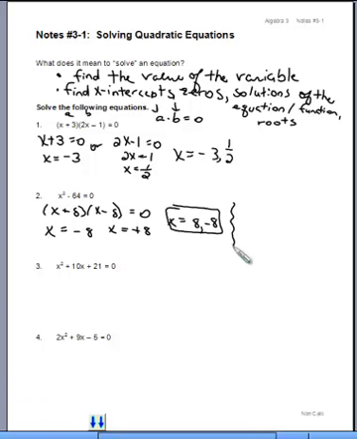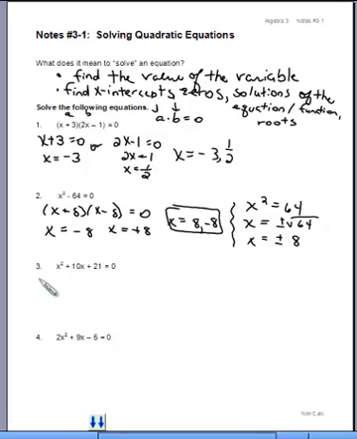Now another way you could solve this problem is if I add the 64 across and end up with x squared equals 64, then you take the square root. x is equal to, because this exponent is even, you're going to have plus or minus the square root of 64. And so then x is equal to plus or minus 8, which comes out to be the same thing.